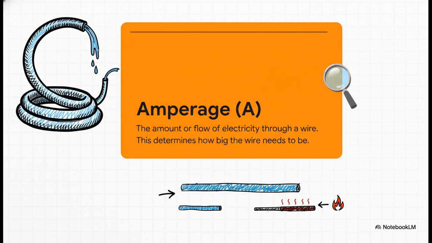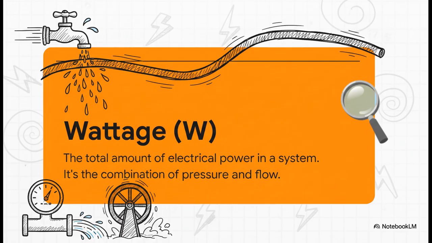Now, this is so important. If you try to push a huge amount of flow, a ton of amps, through a tiny little wire, what happens? You get friction, and that friction creates heat. It's dangerous. That's why the number of amps you're dealing with is what tells you how thick your electrical wire needs to be. And that brings us to the big one, wattage, or watts.